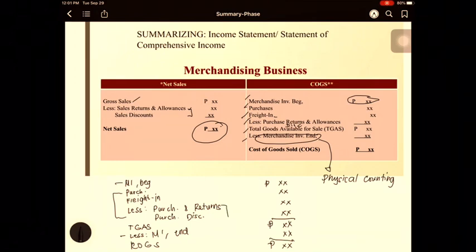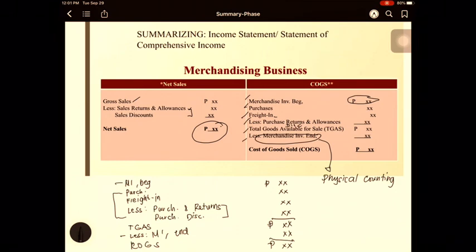And of course, purchase returns and allowances, these are your contra purchases account, meaning they reduce the amount of your purchases. Returns, when we return a particular merchandise inventory that we bought, it shall reduce the amount of your purchases. When we were given a discount on the merchandise inventory that we bought, it shall also reduce the amount of our purchases.